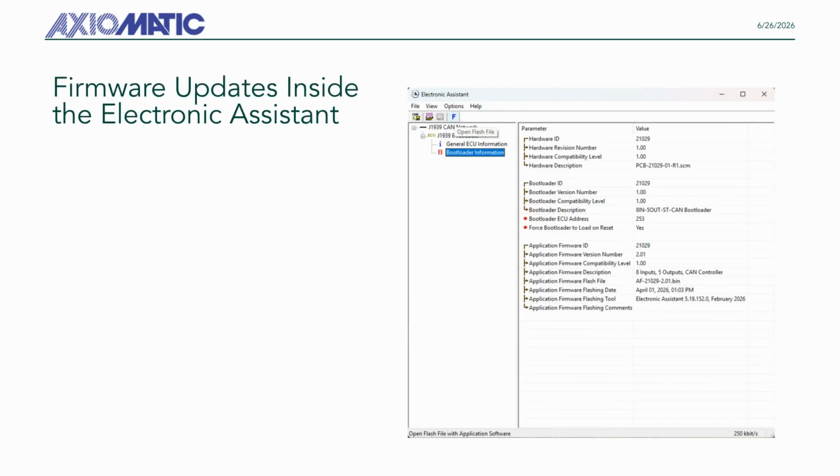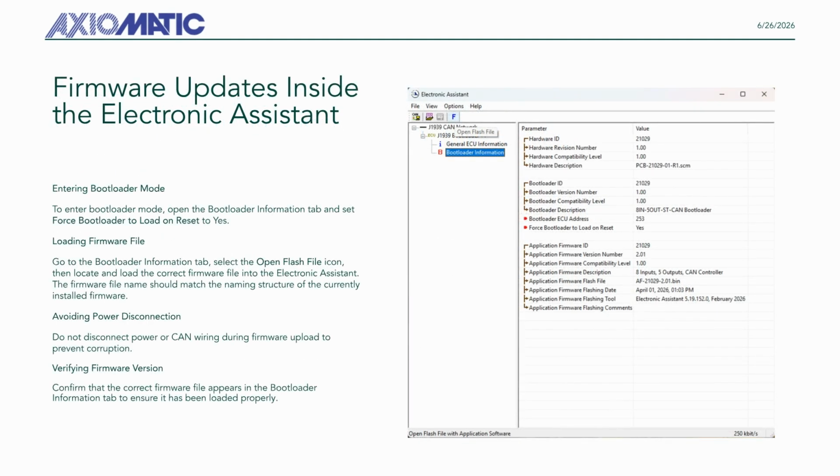Now, let's look at firmware updates in the Electronic Assistant. Enter bootloader mode via the Bootloader Information tab. Load your firmware file, and ensure you do not disconnect power or CAN wiring during the process to avoid corruption. Finally, verify the firmware version to confirm a successful update.